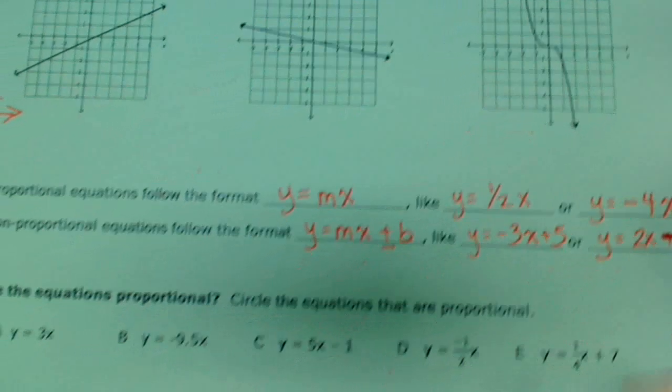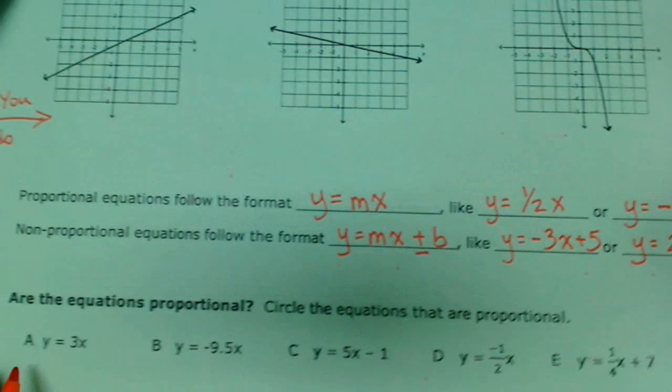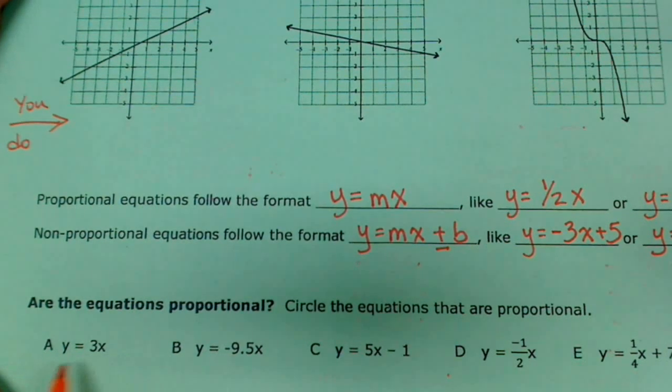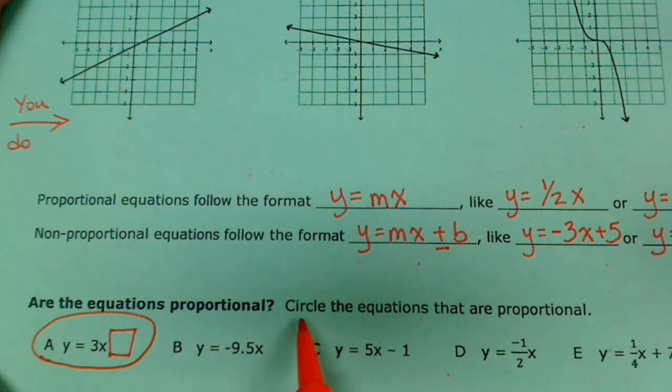So let's go ahead and look at some examples down here at the bottom. The first one is y is equal to 3x. Which format does it follow? Does it follow y is equal to mx or y is equal to mx plus b? Because nothing is being added or subtracted here, it's 0, we're going to say that this is proportional, and they want us to circle the answer. So circle the equations that are proportional. So we can circle it and write the letter P to show that it is proportional.